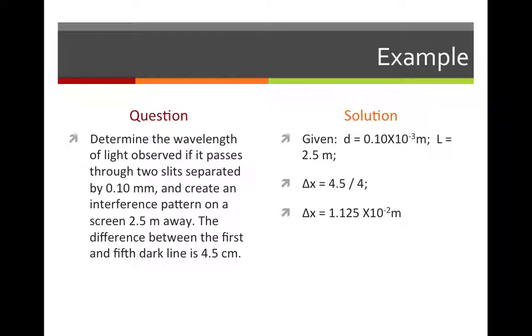So you have a slit distance of 0.1 millimeters. When you use my slit plate, there's a little sheet of paper that tells you the distances. And you create an interference pattern on a screen 2.5 meters away, that's the L in the equation. And the distance between the first and fifth dark line is 4.5 centimeters.